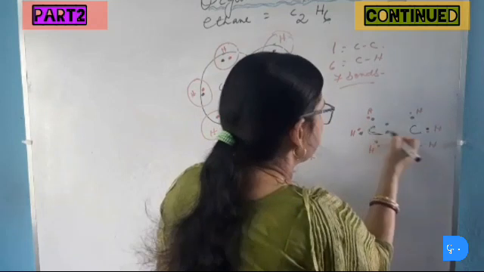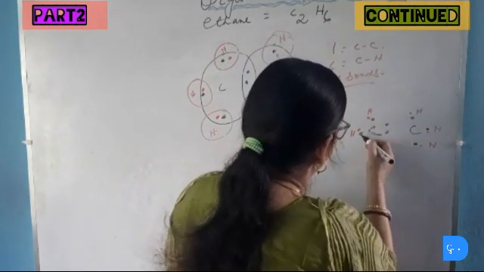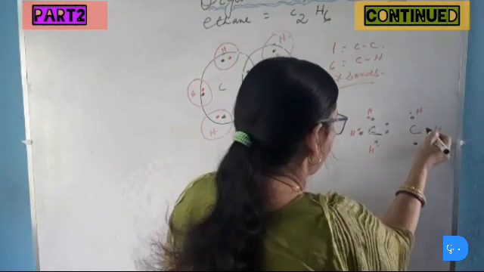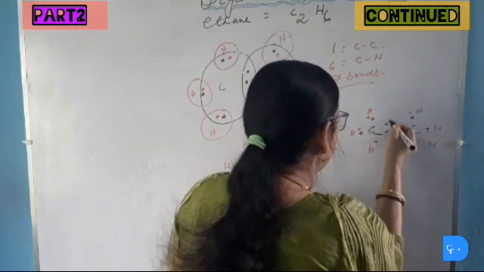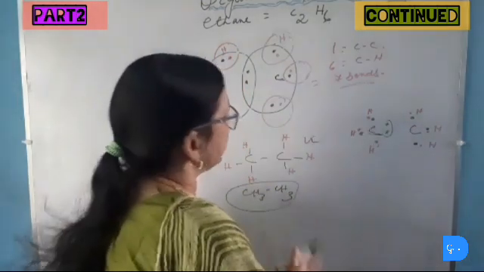And each carbon atom gets 8 electrons for fulfilling its octet. 1, 2, 3, 4, 5, 6, 7, 8. This carbon atom will also have 1, 2, 3, 4, 5, 6, 7, 8 because the shared pair is counted by both the carbon atoms. This is the electron dot structure of ethane.